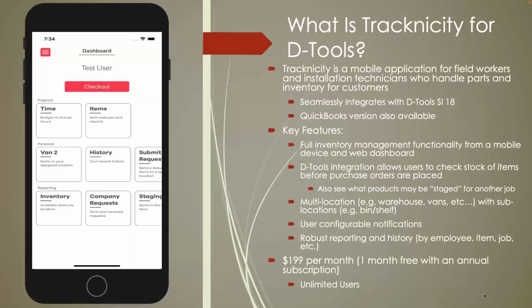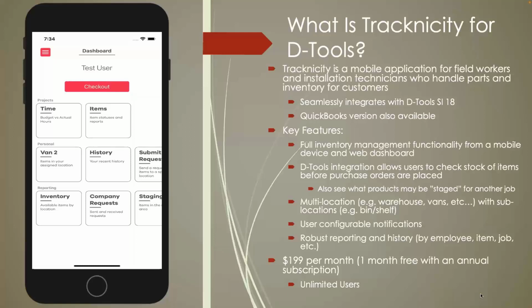Tracknicity supports multiple locations, multiple warehouses, multiple vans. And with this release, we also added in sub-locations, so the ability to assign items to a bin or a shelf or a sub-location within the warehouse. You can do that. Tracknicity has a bunch of user configurable notifications, so min-max stock alerts, get notified when product is received, and there's very robust reporting and history. We've greatly enhanced the reporting capability of Tracknicity, being able to look at things by item, by job, by employee, etc.